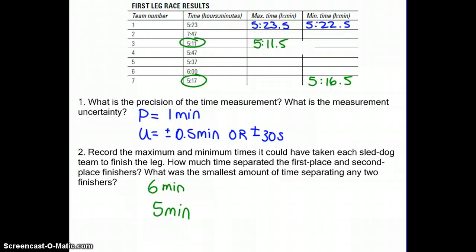Okay, sorry, I made a mistake on that one. If you look here, it should have actually been your minimum time for the second place finisher and your maximum time for the first place finisher to get a separation of only 5 minutes.